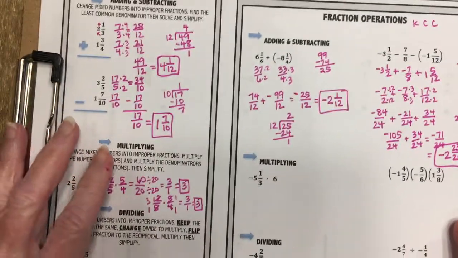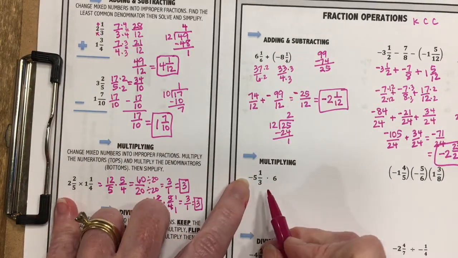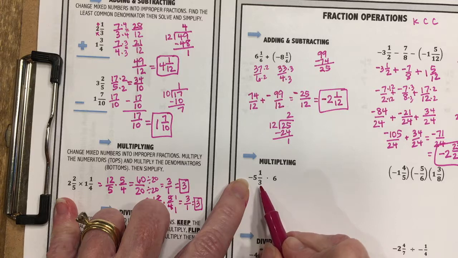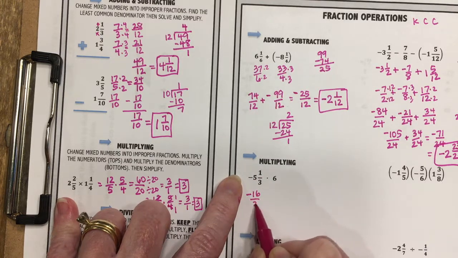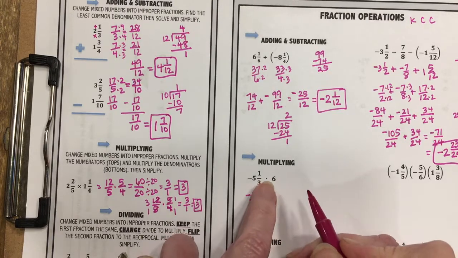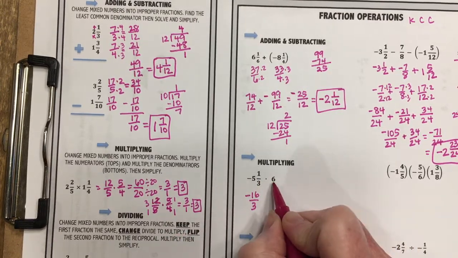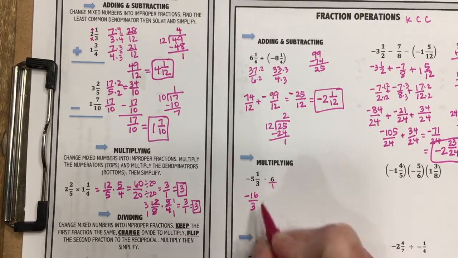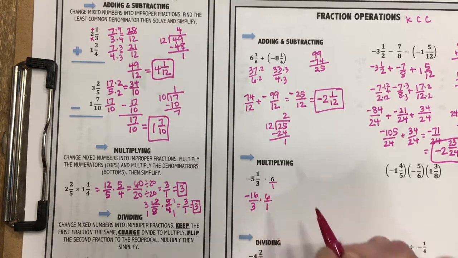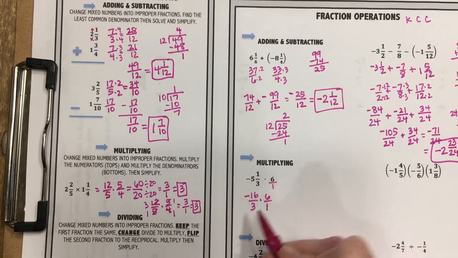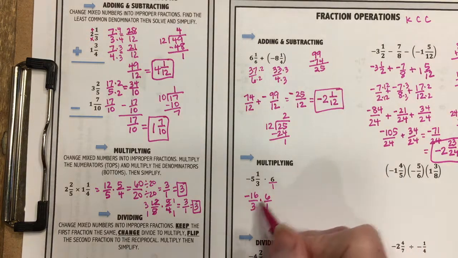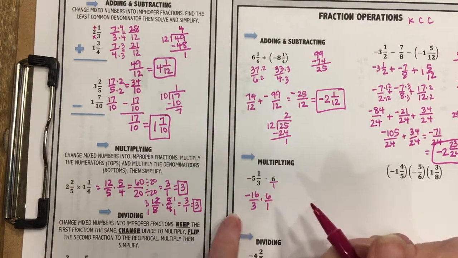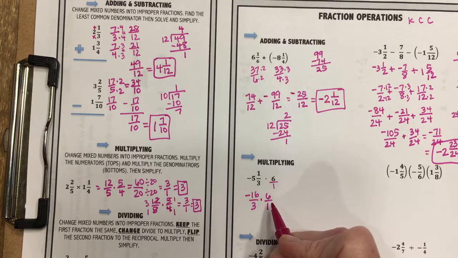All right, multiplying. I'm going to start by making my improper fractions. 3 times 5 is 15, plus 1 is 16. It's negative 16 over 3. This is not a fraction, but I can make it into a fraction by writing it over 1, 6 over 1. So I'm going to multiply times 6 over 1. Again, if I want to simplify before I multiply, sometimes that makes my multiplying easier. I want you to get used to seeing it this way, so I'm going to simplify first.